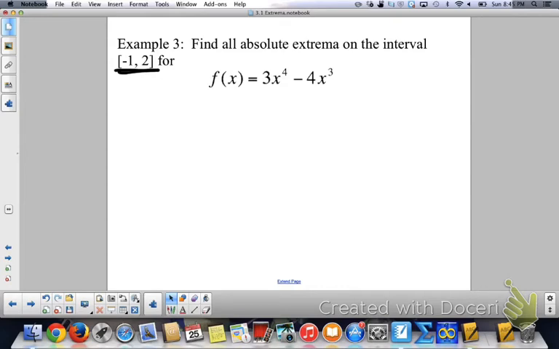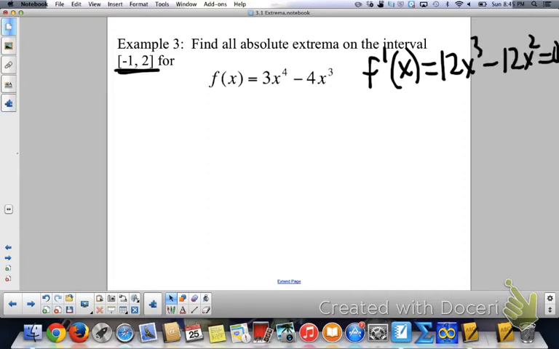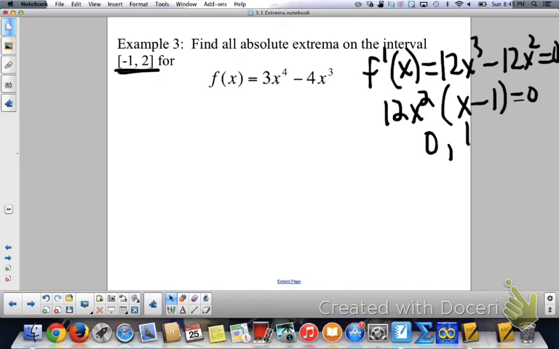So first of all, find your critical values. So we need to find f prime of x. That's 12x to the third minus 12x squared, and we need to set that equal to 0. Factor out 12x squared, you're left with x minus 1. So we have critical values at 0 and 1.